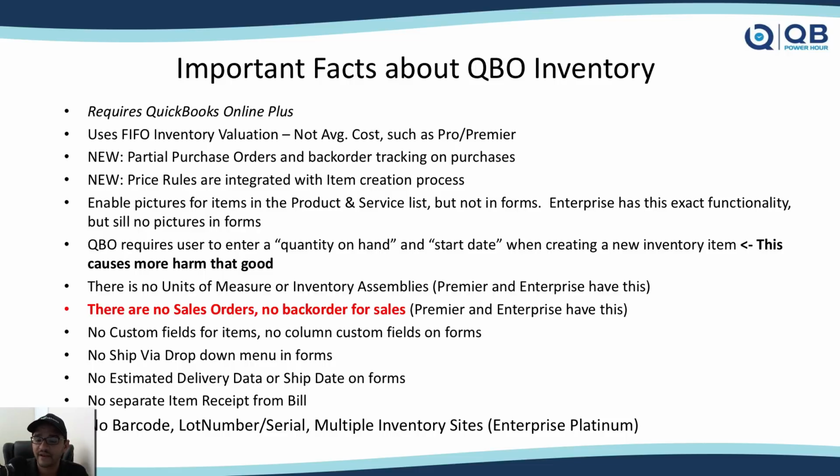There's also no separate item receipt and bill process, which for some folks could be an issue. To me, that's not such a big deal. There are no barcodes, lot numbers, serial numbers, or multiple inventory sites, something that QuickBooks Enterprise has, and something that someone is mentioning right now. There's no value adjustment, just a quantity adjustment. Thank you, Karen. I should have added that, but I missed one.